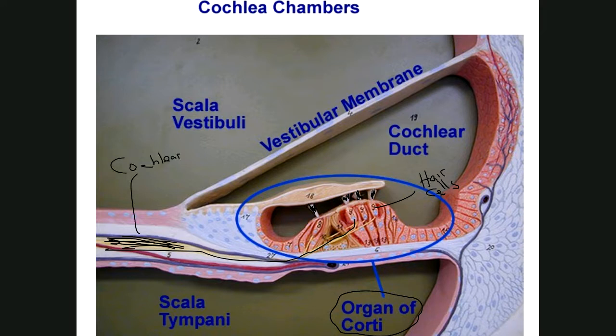So somehow we're going to create action potentials in these cells here. We're going to create action potentials, and those action potentials are the things that are going to travel to the brain. And then remember, the brain is going to interpret those action potentials. That's how hearing works. So let's talk about hearing.